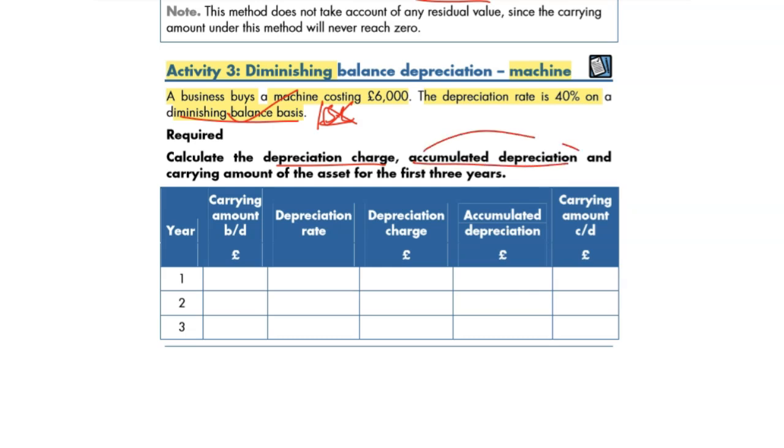And you know what accumulated depreciation is? All the previous years' depreciations added up together. And carrying amount? Cost minus accumulated depreciation of the asset, for the first 3 years. All right, no problem with that. Just remember, we have to do 6,000 times 40% for the first year, and the first year carrying amount is the same as cost, but then we need to do 40% on the carrying amount. Let's check it out then.